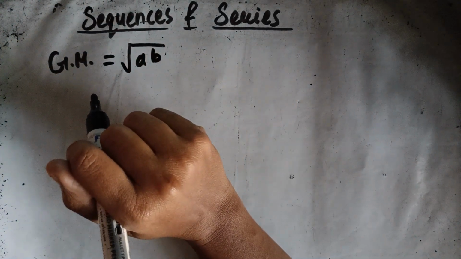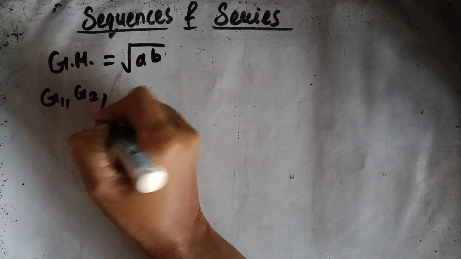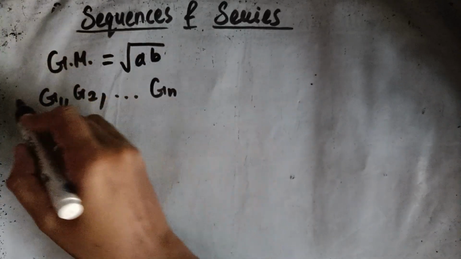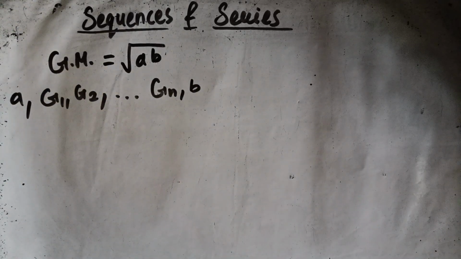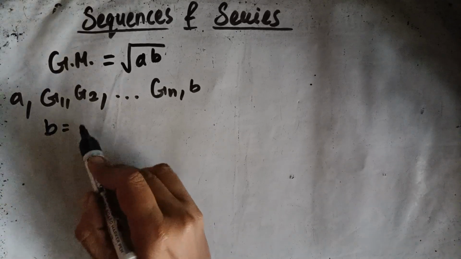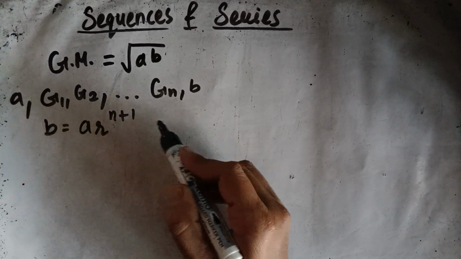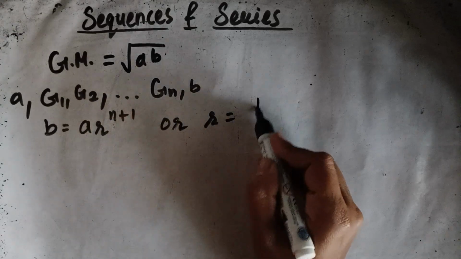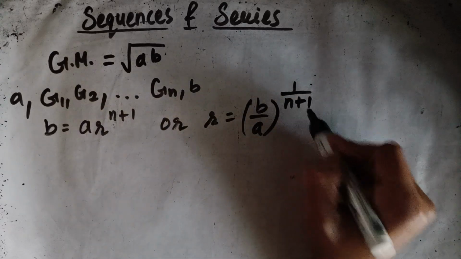Now, in general, say G1, G2 till Gn are the n numbers between positive numbers a and b in a GP. Then b is given by a r raised to n plus 1, or r is given by (b by a) raised to 1 upon n plus 1.